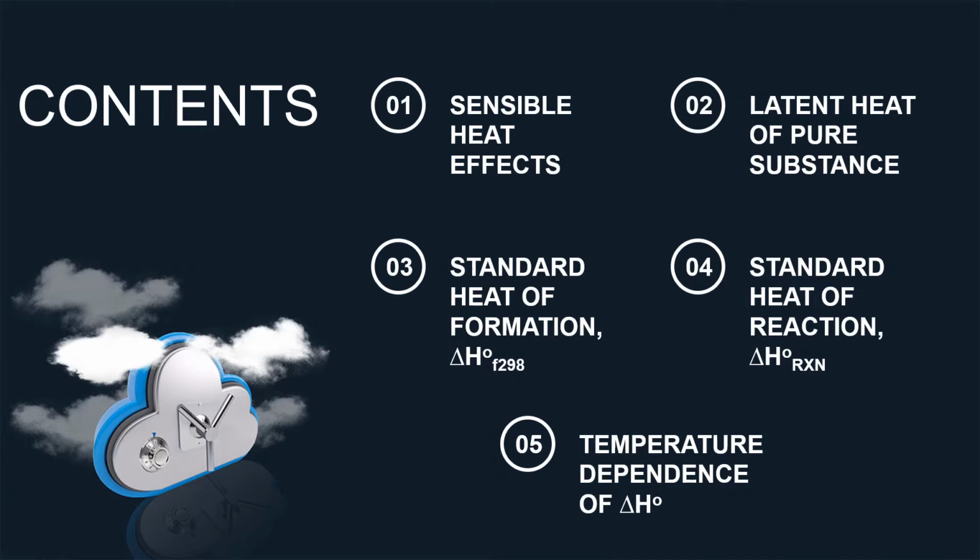So this is the content. The first part is the sensible heat effect, and then latent heat of pure substance, and standard heat of formation, which we denote as delta H naught F. F is the symbol for formation. 298 is at room temperature. And then the standard heat of reaction, it must have Rx, a symbol that refers to the standard heat of reaction. And the last one is the temperature dependence of delta H.